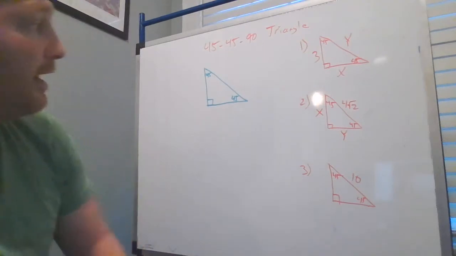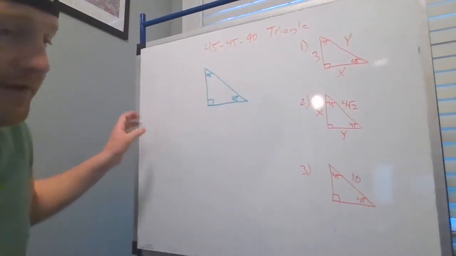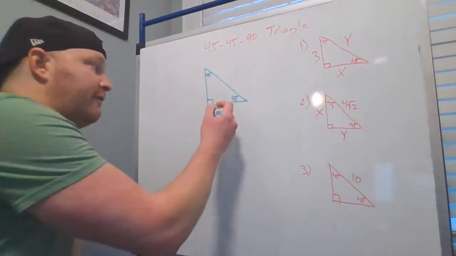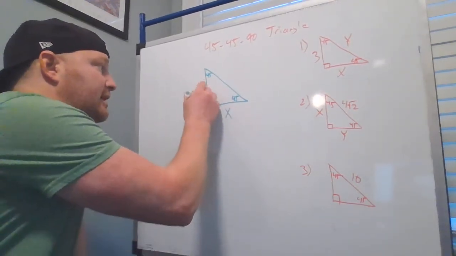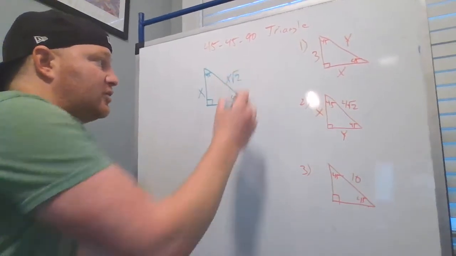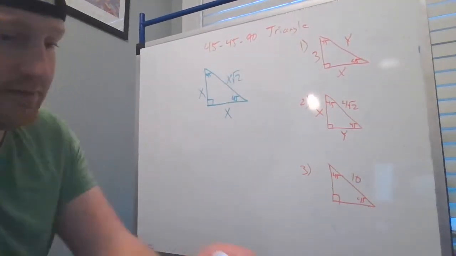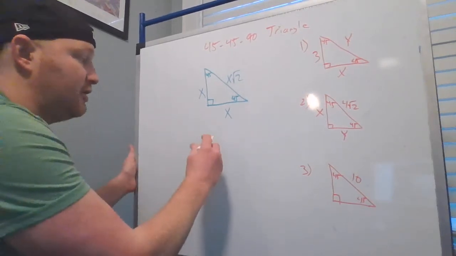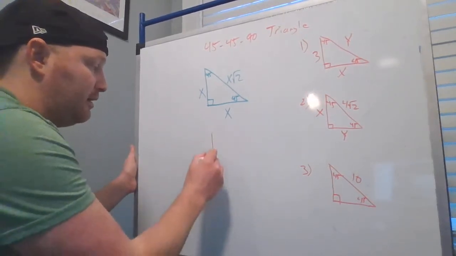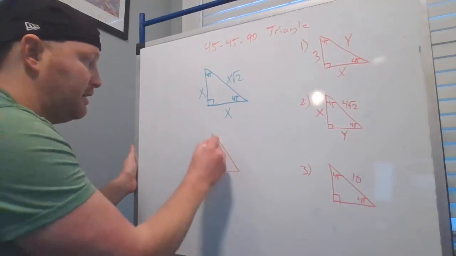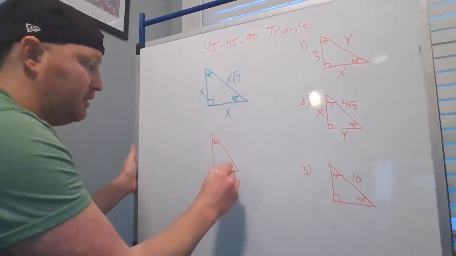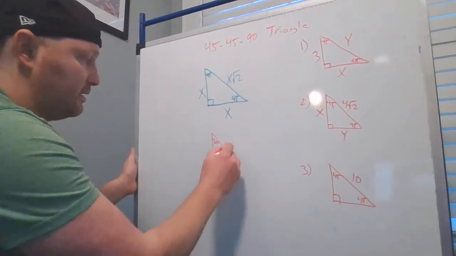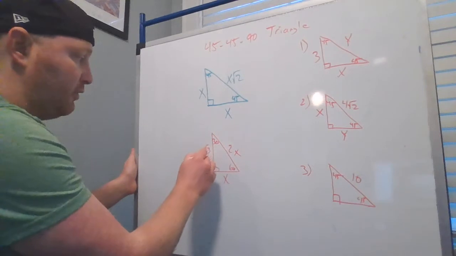First things first, I've got a 45, 45, 90 triangle. And our foundation of how to figure this out is that the sides are always x, x, and x radical 2. Now, like yesterday, there was a proof about how we figured that out, because in a 30, 60, 90 triangle we knew the sides were always x, 2x, and x radical 3.